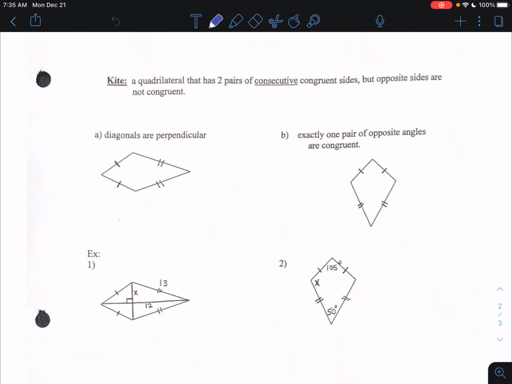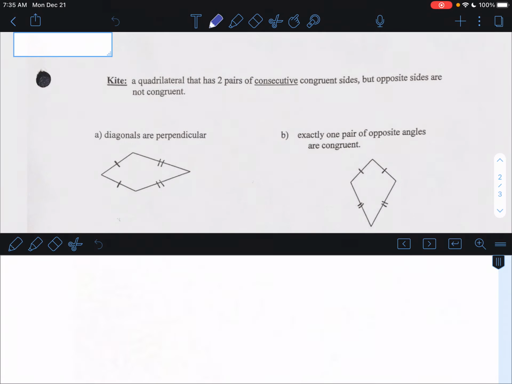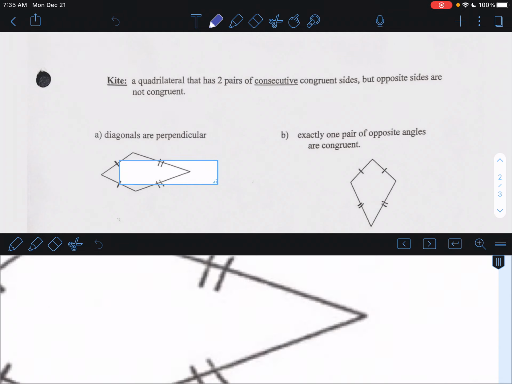Good morning, geometry. So today we're going to be learning about the properties of kites, as I said, whenever that was, Friday, I guess. And the properties of kites, they're pretty simple. This is going to be a short notes video, but make sure you stick around until the end because I'm going to go over some problems from the assignment for today as well.